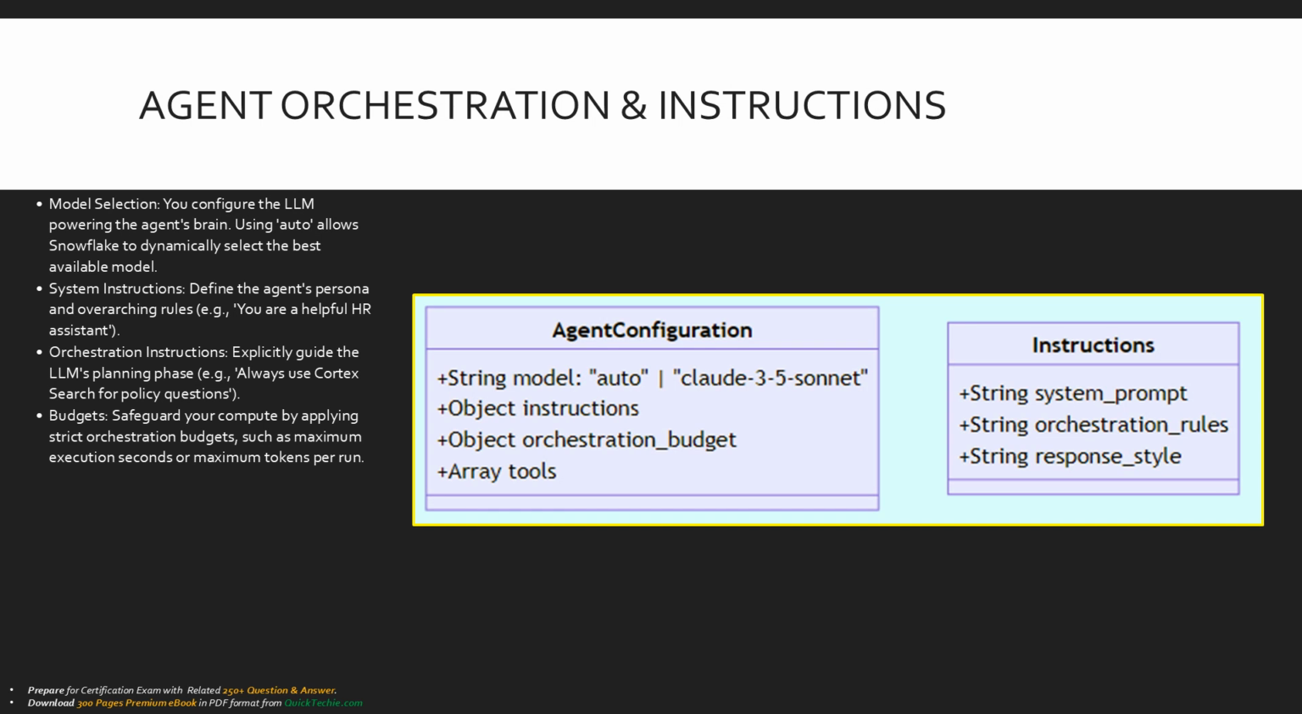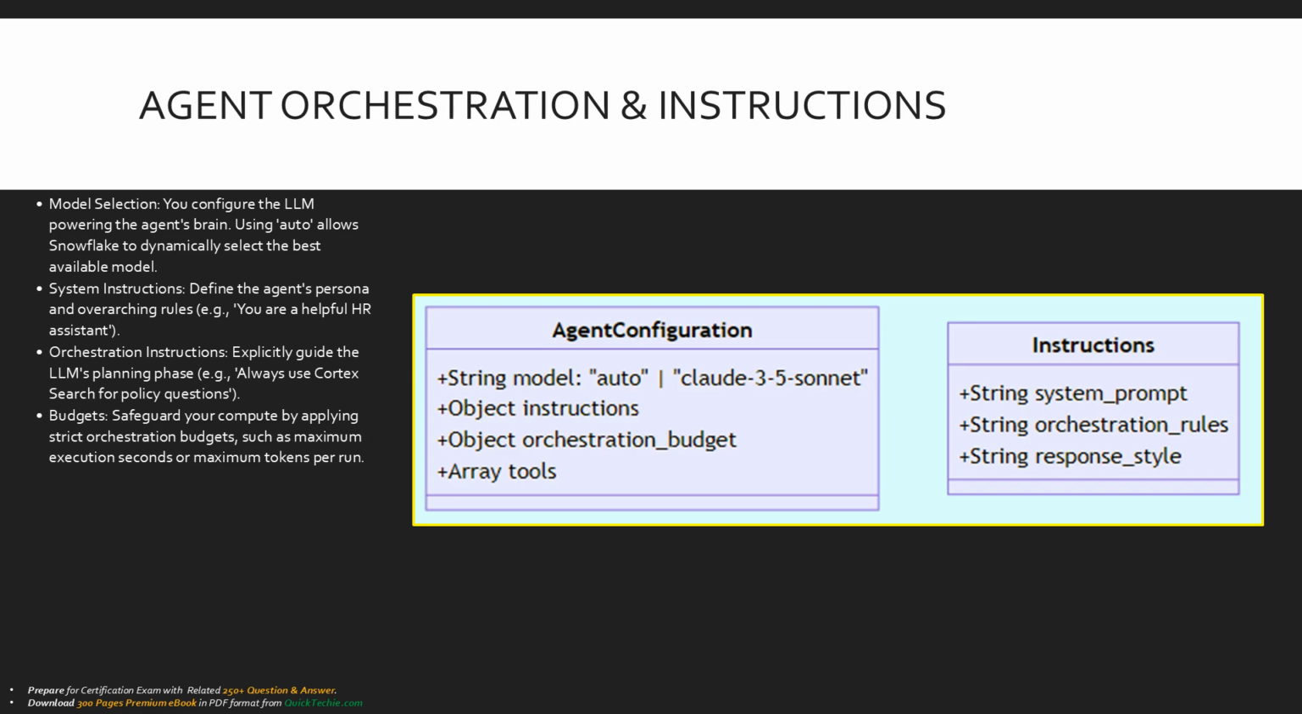How do we govern the agent's behavior? Through the agent configuration object. First is model selection. While you can hard-code a model like Claude 3.5 Sonnet, setting it to auto allows Snowflake to dynamically upgrade your agent as newer, faster models are released.